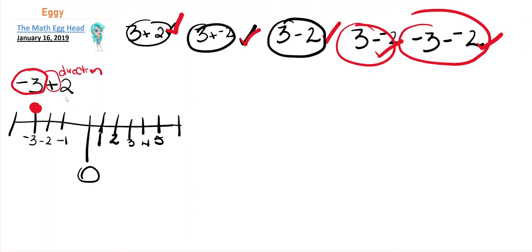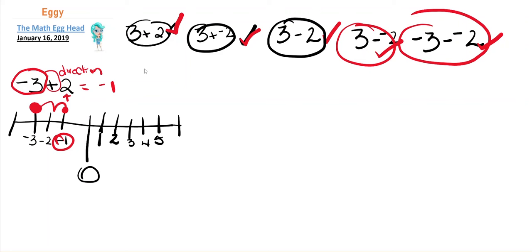Remember, the first number should tell you where you're starting at. The plus and minus will tell you which way to go. And the second number will tell you how many spaces or which way also to go. Because when you're dealing with a positive or a negative number, it will switch up the direction you're supposed to head in, okay? So we know that -3 plus +2 is -1.